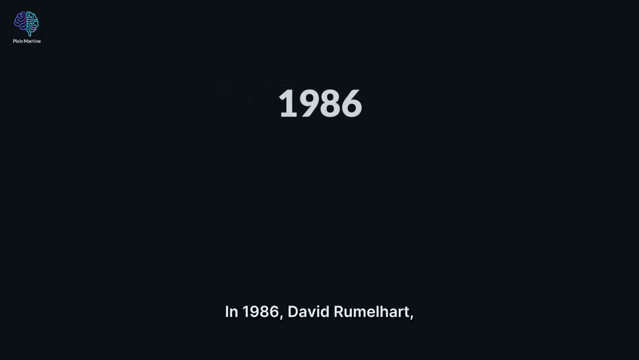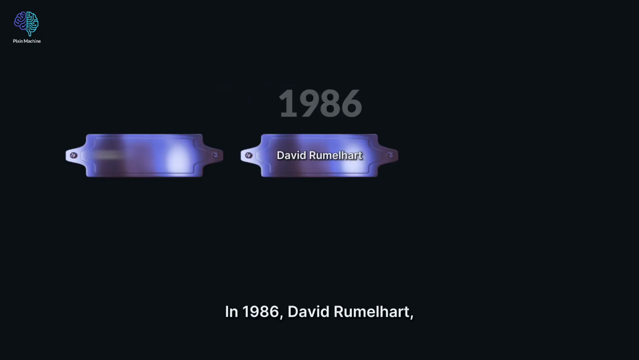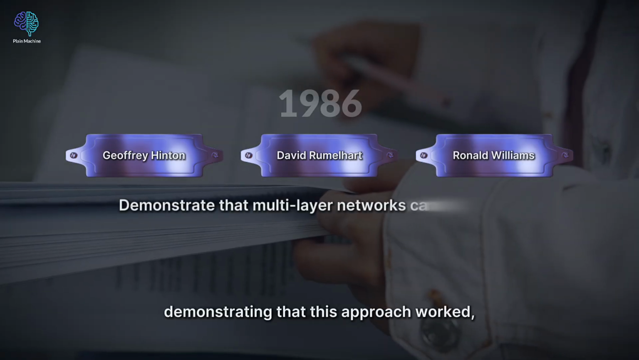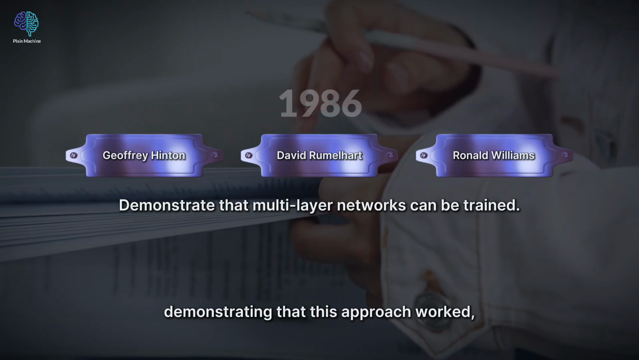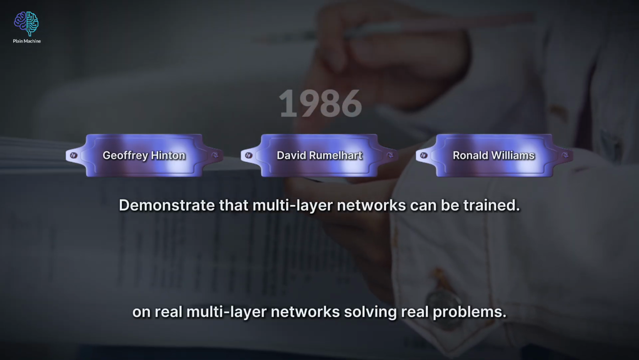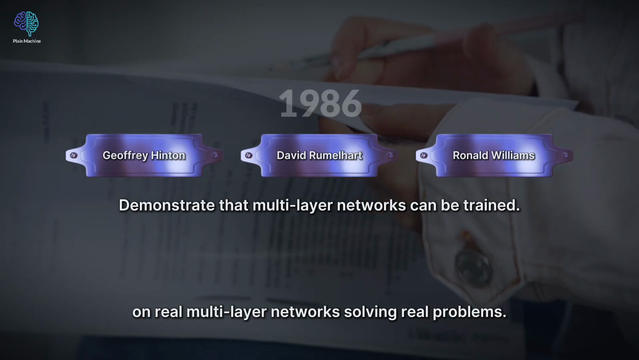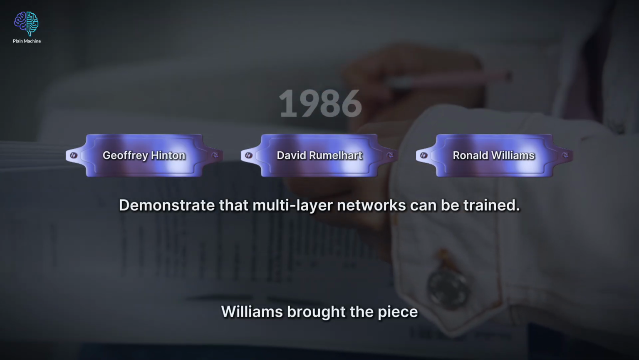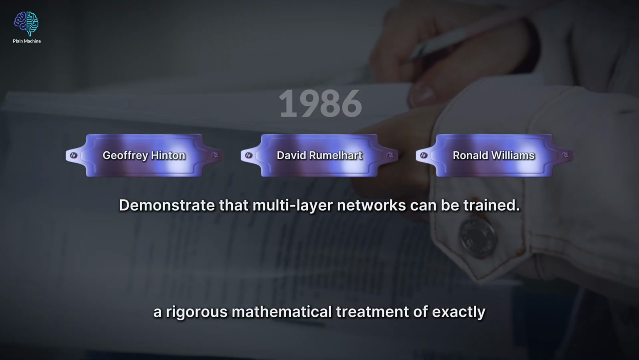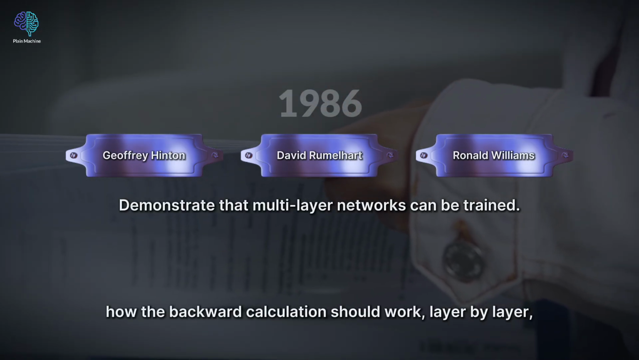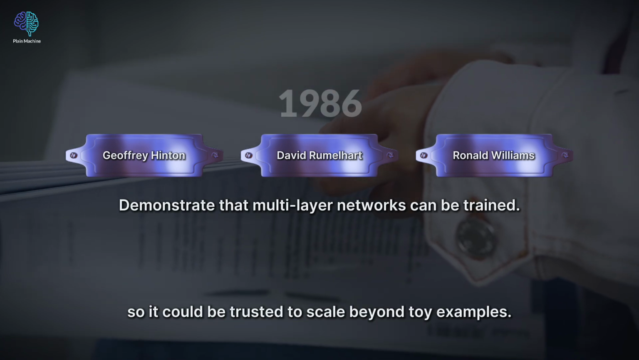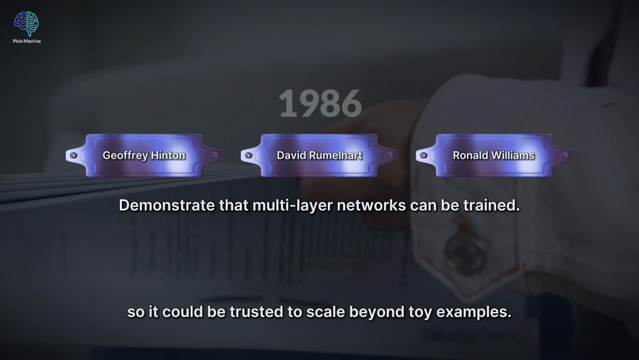In 1986, David Rumelhart, Geoffrey Hinton, and Ronald Williams published a paper demonstrating that this approach worked, not just in theory, but reliably on real multi-layer networks solving real problems. Williams brought the piece the other two needed, a rigorous mathematical treatment of exactly how the backward calculation should work layer by layer, so it could be trusted to scale beyond toy examples.